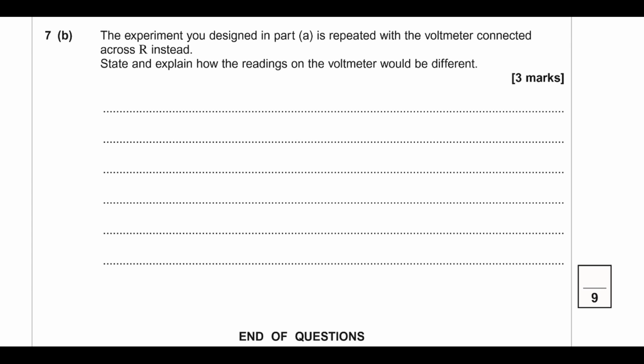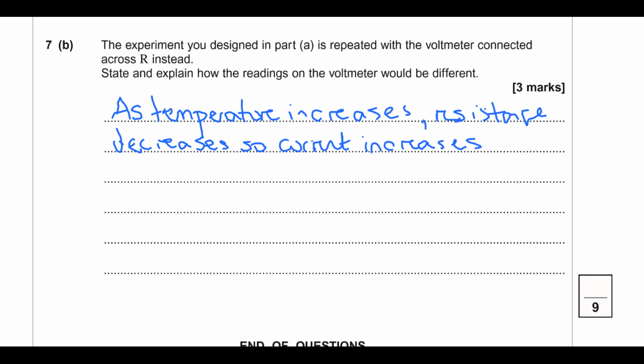Okay, so there we've got it in words. As temperature increases, the resistance of the thermistor decreases, so the current going around the circuit increases. And what that means, using V equals IR, is that as temperature increases, the voltmeter reading is now going to increase, whereas before, as temperature increased, you'd expect the voltmeter reading to decrease. This is the opposite effect.